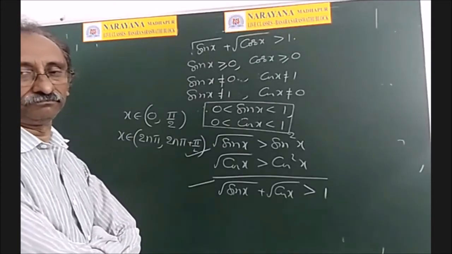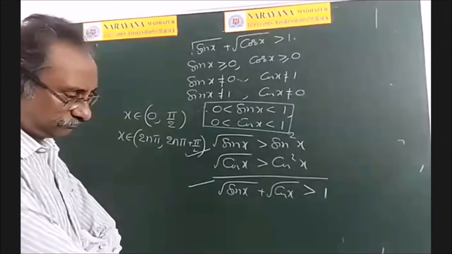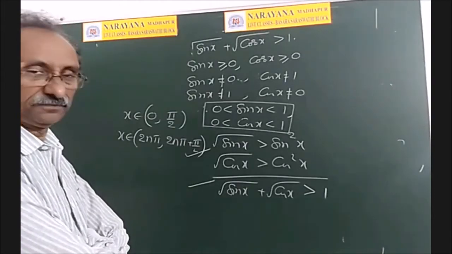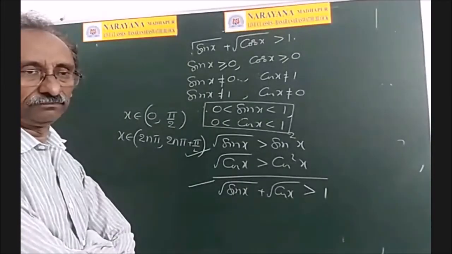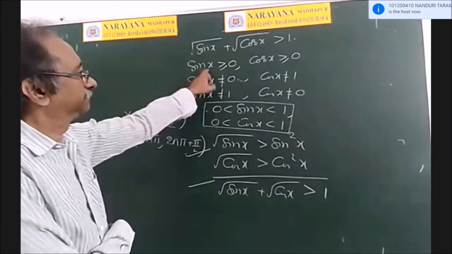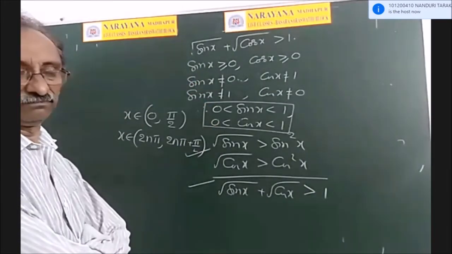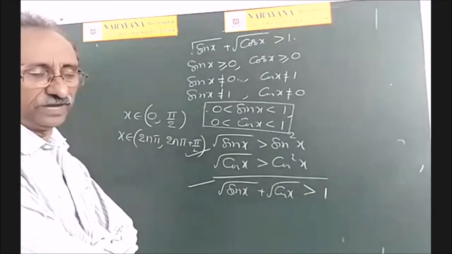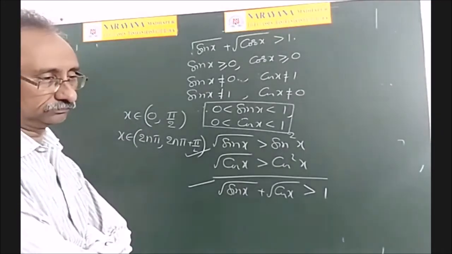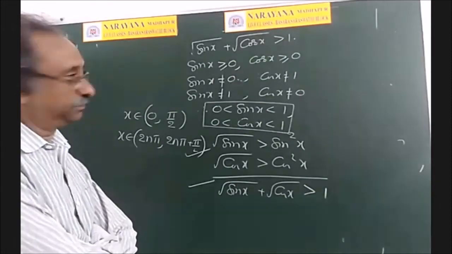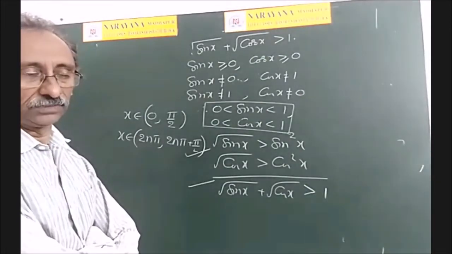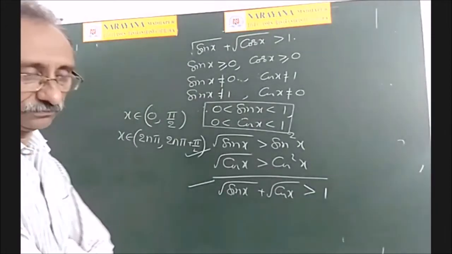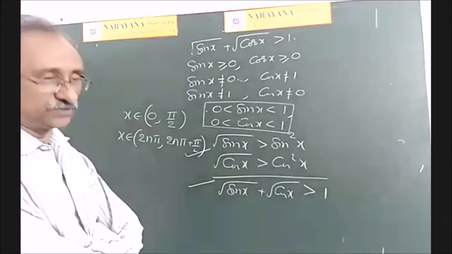So then how can we know that sin x is lying between 0 and 1? Yes. How can we say, sir? Now what is the first step? The sin x is greater than or equal to 0 and cos x is... Why sin x greater than or equal to 0? Sir, because under root, sir. Yes, but sin x not equal to 0 and sin x not equal to 1. What is the range of sin x, Akash? -1 to 1. It is positive means?